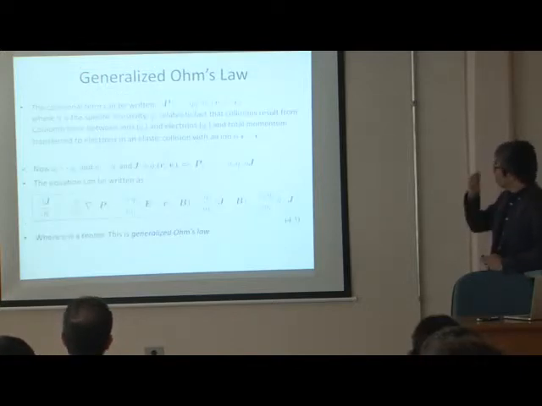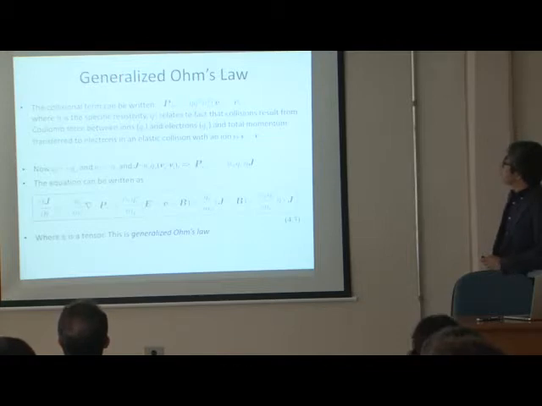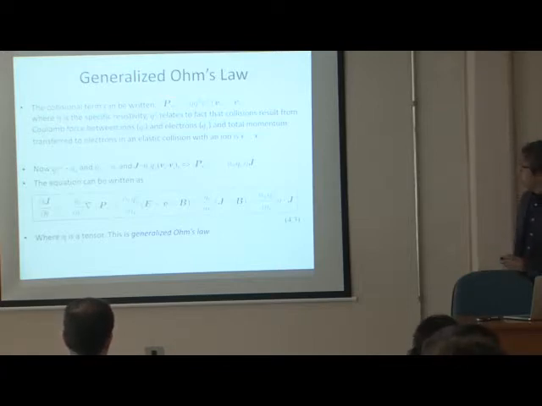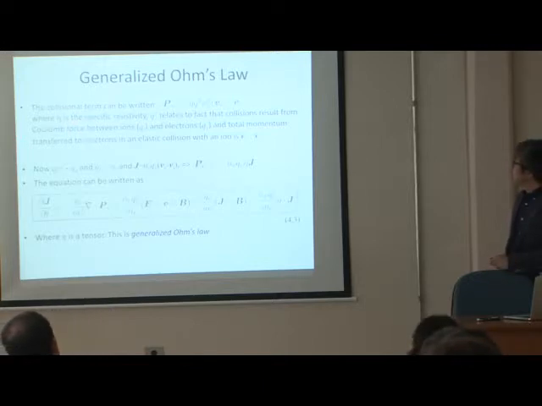Next we can look at the collisional term. Empirically, we can write this kind of equation, where eta is a specific resistivity. It is related to the collision and results from the Coulomb force between the ion and the electron, and the total momentum transfer to the electron in the elastic collision with the ion comes from this part of the equation.